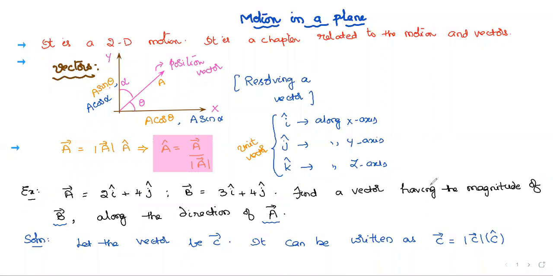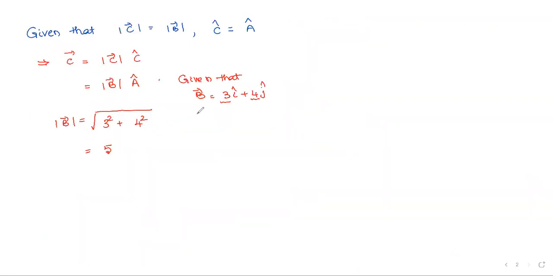Okay. Look at there. A cap equals to what? A bar by mod A bar. So we have to find out A cap. Look at there, what he gave: 2I cap plus 4J cap. Come to here and write A bar is equals to what he gave, 2I cap plus 4J cap.